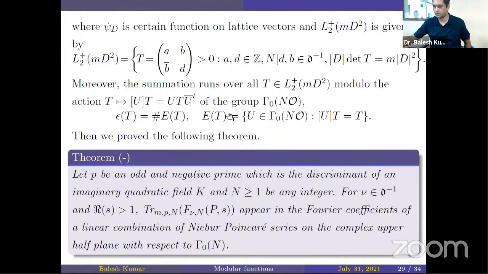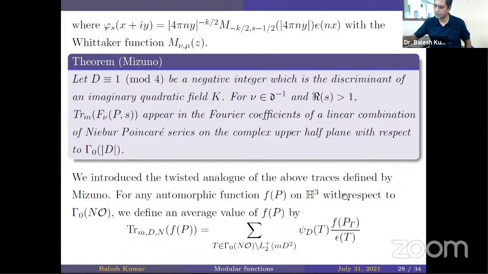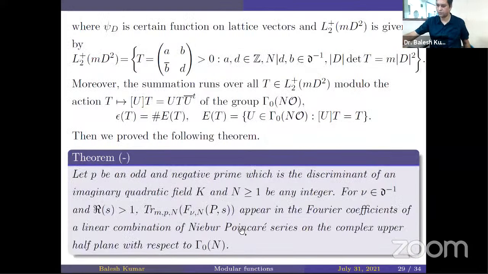Yeah, so one defines this twisted trace, and then one proves that if you give me, for example, level 1 or level n Niebur Poincaré series on the complex upper half plane with respect to the congruence subgroup Gamma_0(n), then this level n Niebur Poincaré series can be connected with the mth trace of level n Niebur Poincaré series on the three-dimensional hyperbolic space.